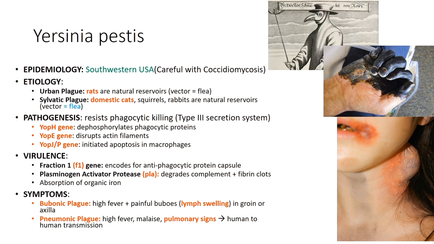It's associated with fleas that carry this guy from rats, which the urban plague is found within, and they're the natural reservoirs, and then the vector that carries it between them and us are fleas. And then the sylvatic plague is going to be found in domestic cats and squirrels and rabbits, and those are the natural ones. And remember, that vector is that flea again.